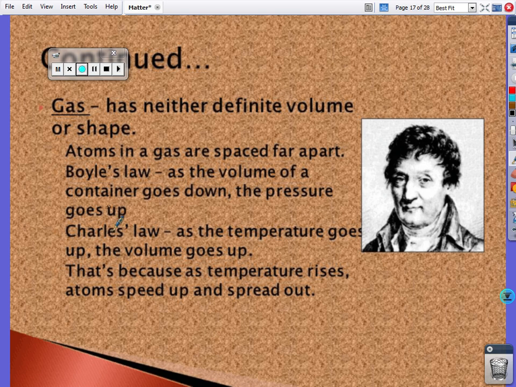Boyle's and Charles' law, you don't really need to know them. You don't need to write these down. This just shows you that as something gets smaller, pressure goes up. If you blow up a balloon and you squeeze it, the pressure goes up. It's going to pop. Charles' law says that as temperature goes up, the volume goes up. So think of that flat basketball in the winter. Because the temperature has gone down, it's flat and you can't even bounce it.